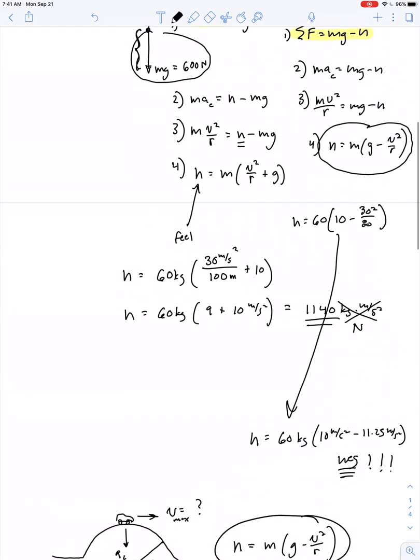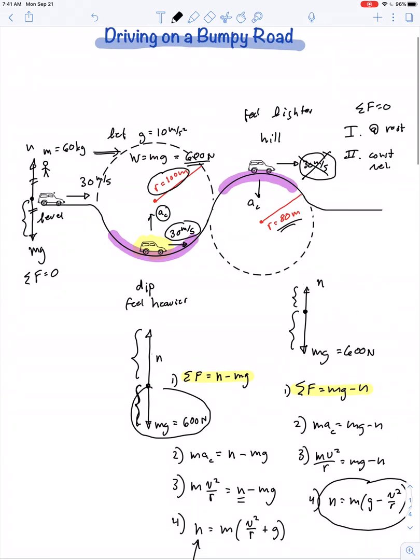And you know what would actually happen then? If the car drove any faster than 28.3 meters per second, it wouldn't follow a curve of this radius. It would end up going airborne and crashing into the ground here.